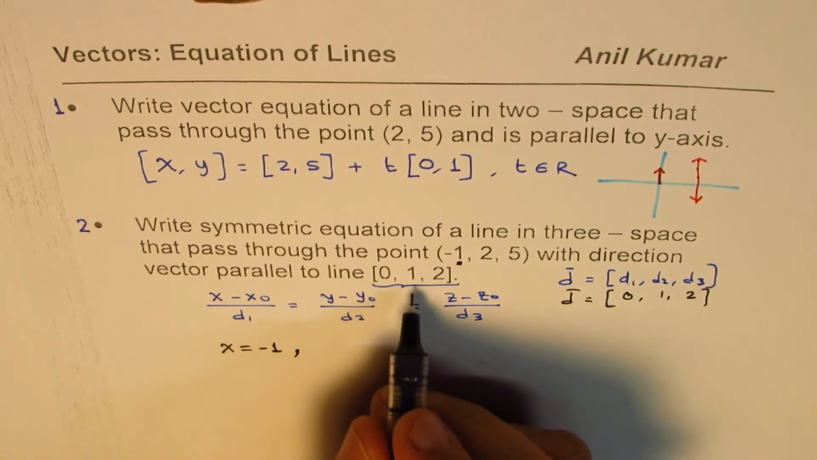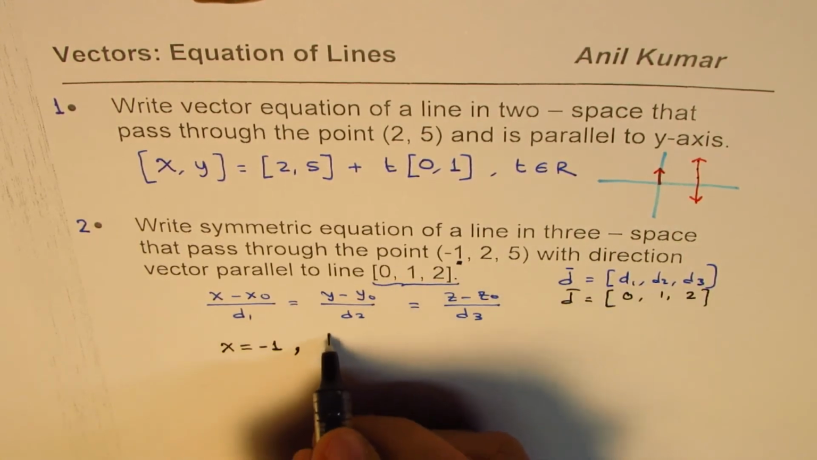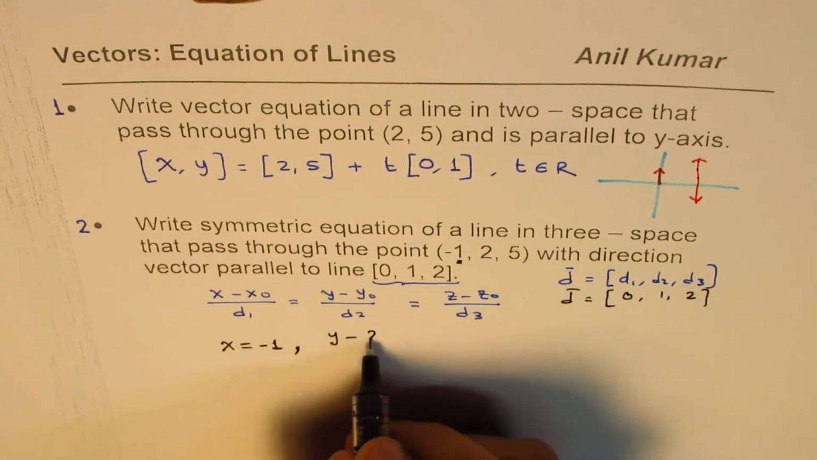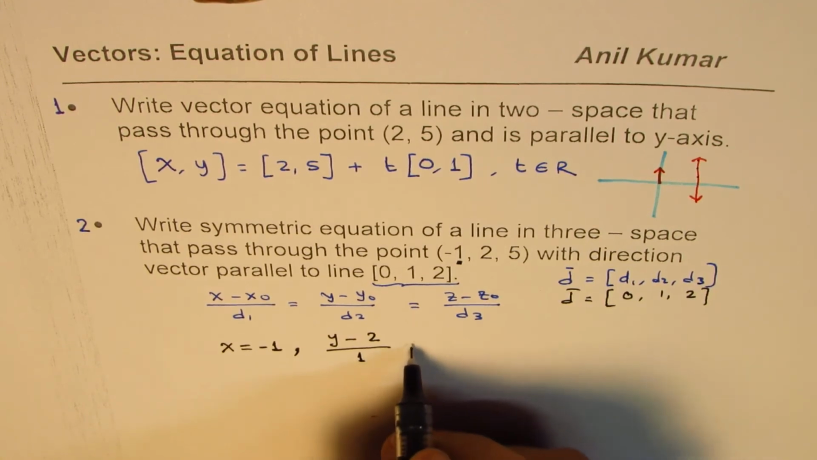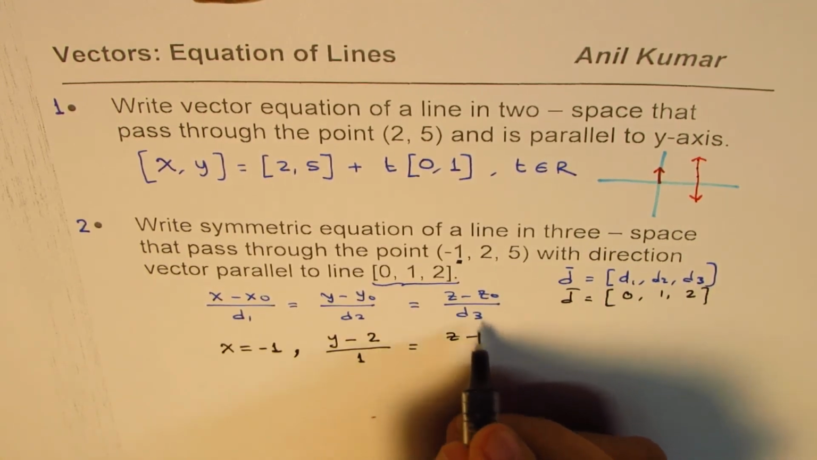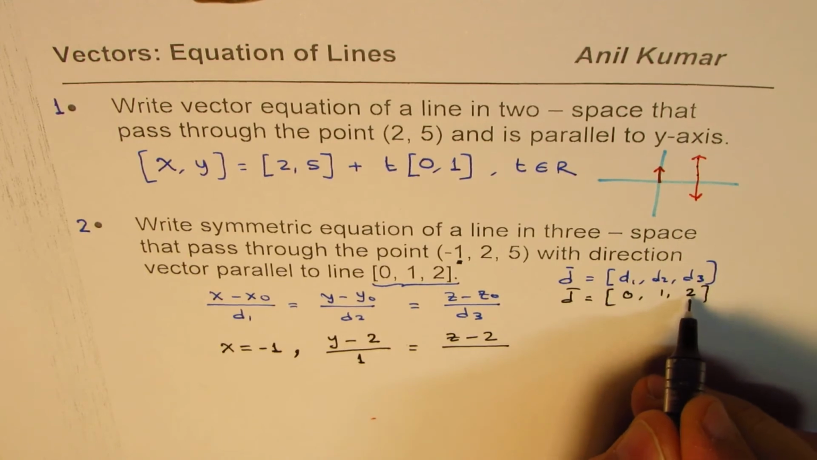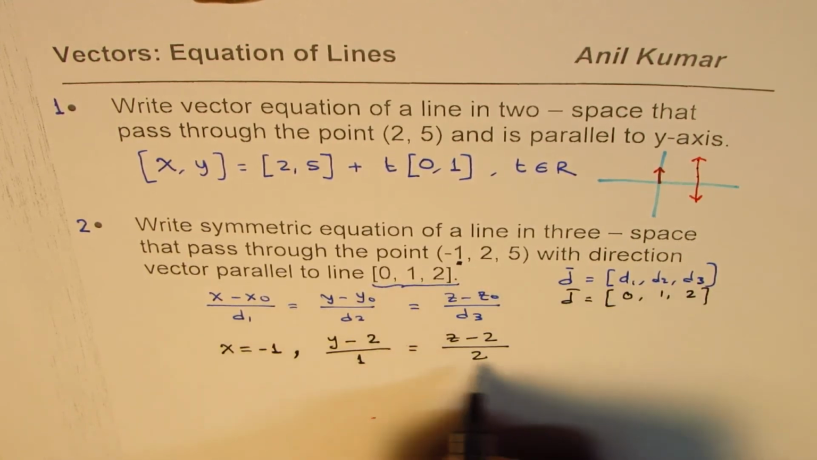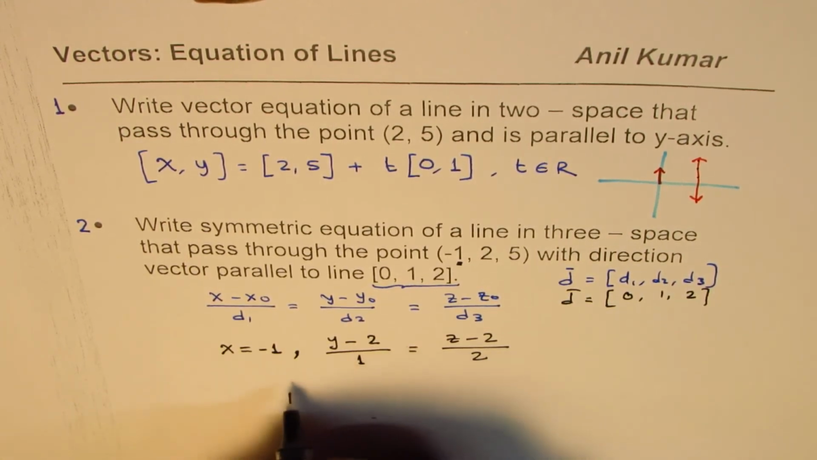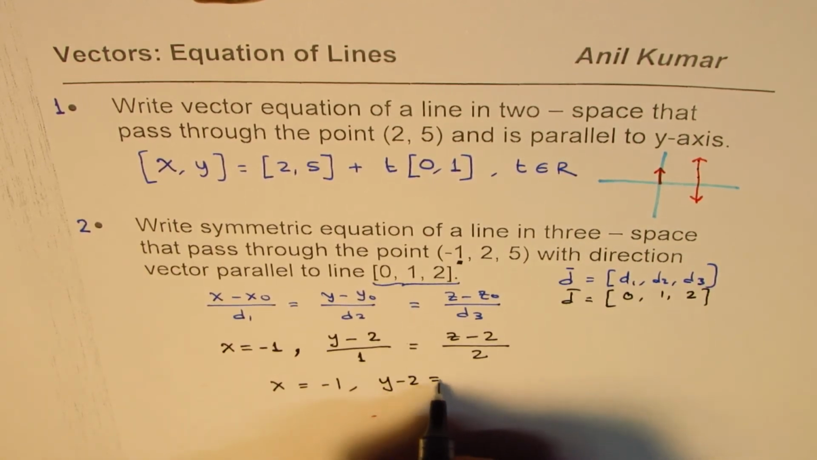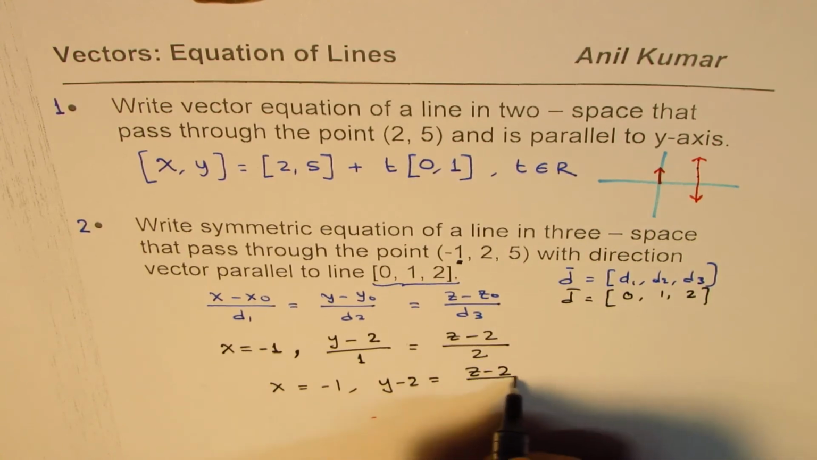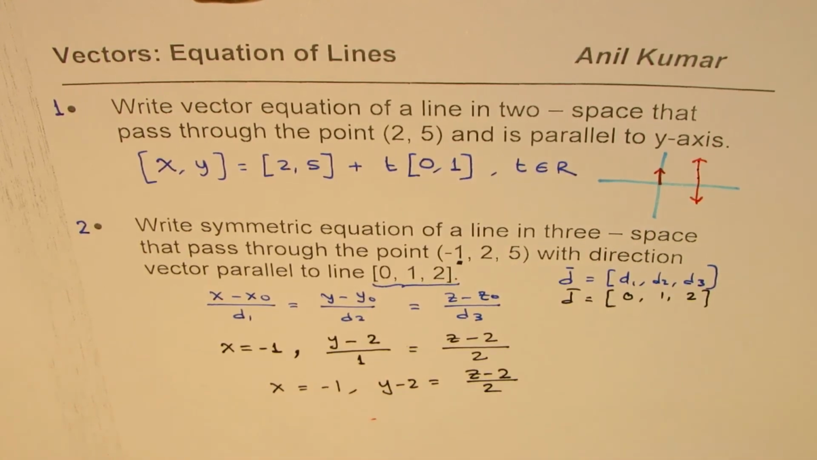Comma. And for the others, we know y minus y1, which is 2, divided by 1. So no need to, let me write down now. And then we have z minus 2 divided by 2, right? So our solution will be x equals -1, y minus 2 equals (z minus 2) divided by 2. So that is how we are going to write the symmetric equation of the line from the given condition.